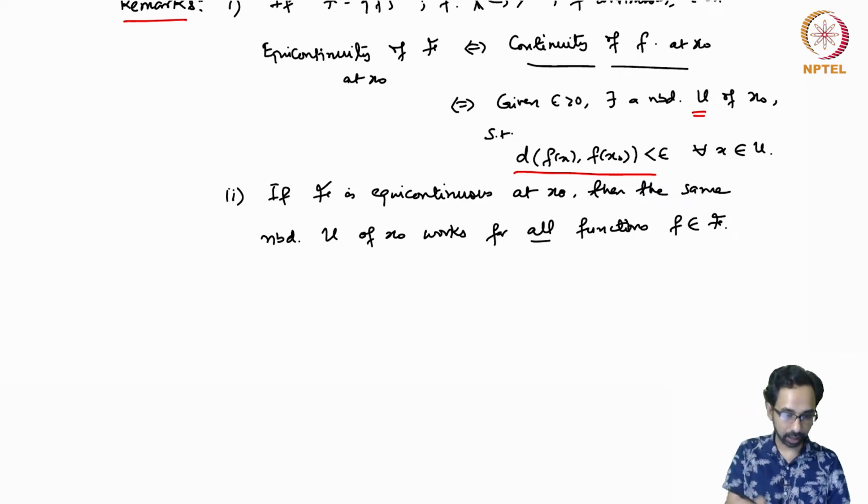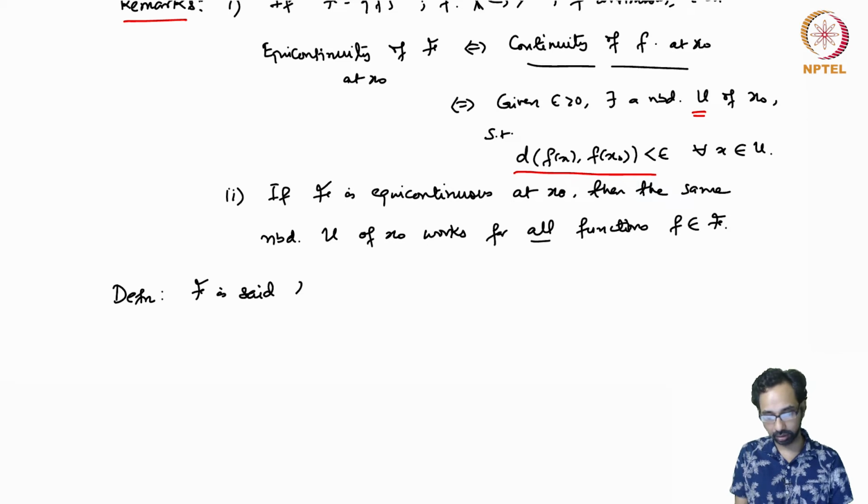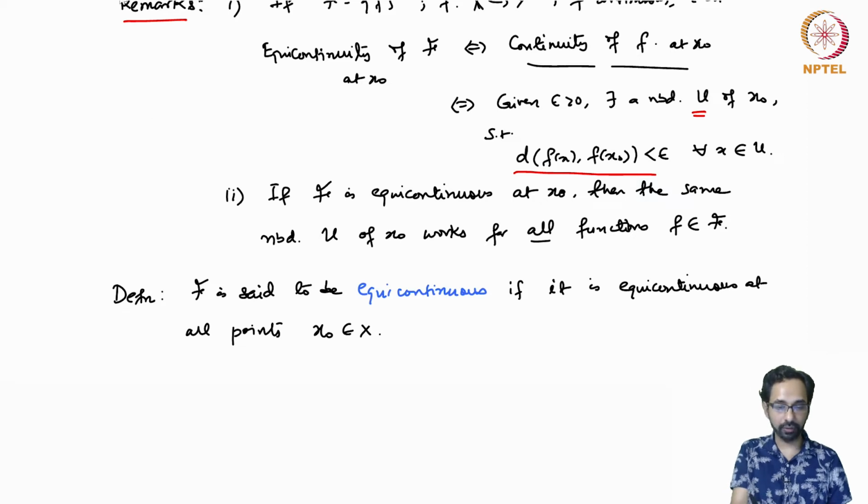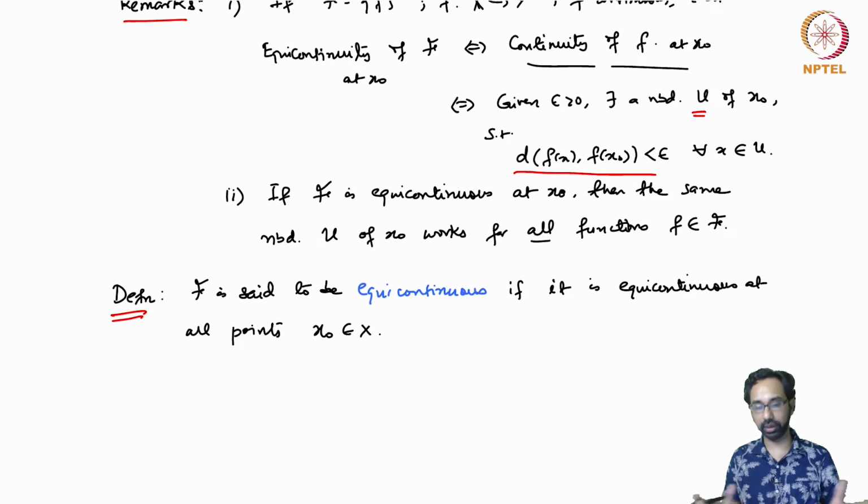And let us now define the equicontinuity of a subset of functions. So F is said to be equicontinuous. Rather than saying equicontinuous at a point, we simply say that it is equicontinuous if it is equicontinuous at all points x0 in X. So similar to the definition of continuity at a point and continuity as a function, we say that it is equicontinuous if this equicontinuity at a single point holds for all points in X.